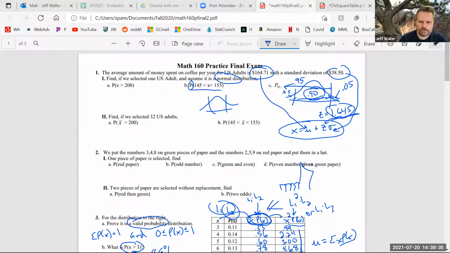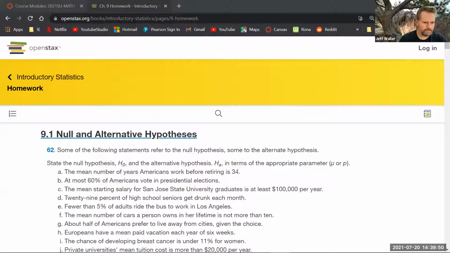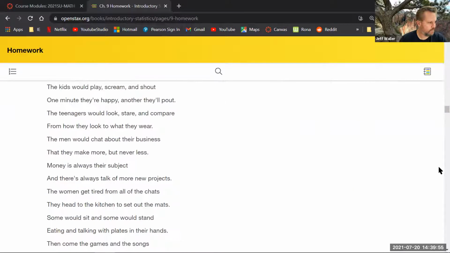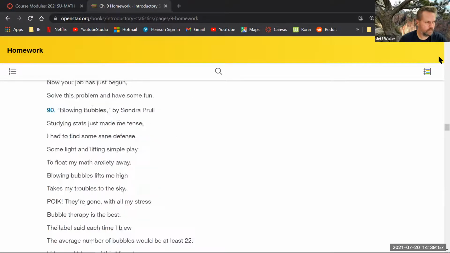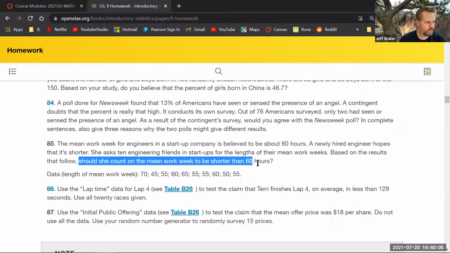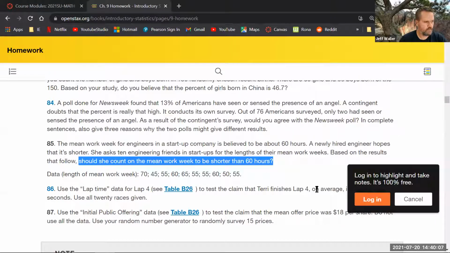I have a question on 85 and 98 on 9.5 homework. It's mostly just getting the correct claims, because for 85, it says it's believed to be about 60 hours, but then the newly hired engineer hopes that it's shorter. So I just don't know whether I would do the mean equals 60 or is greater than or equal to 60 or something like that.